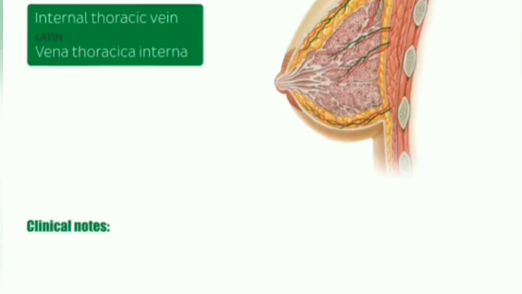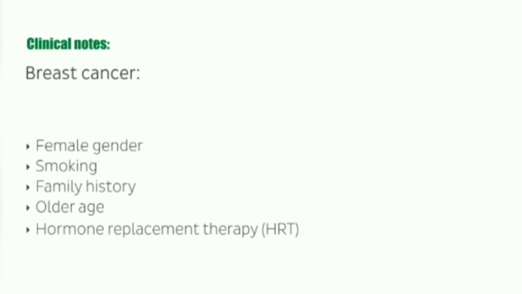To finish off this tutorial, we will go over some clinical notes relevant to the breast. Breast cancer is a relatively common disease that develops from breast tissue. Signs of breast cancer include dimpling of the skin over the breast, a lump within the breast, and discharge from the nipple. There are many known risk factors for breast cancer, including female gender, smoking, family history, older age, and hormone replacement therapy. It most commonly develops in either the ducts or the lobules.